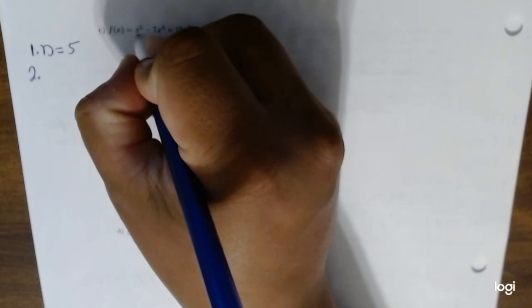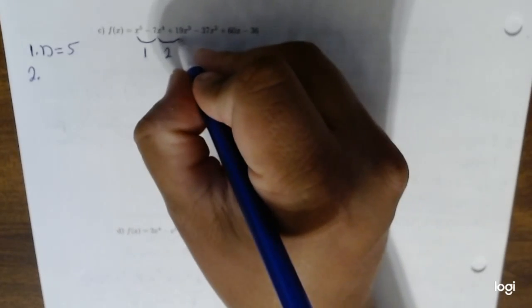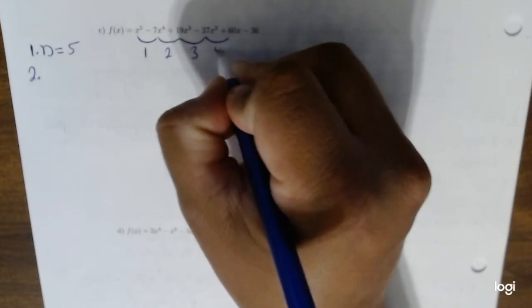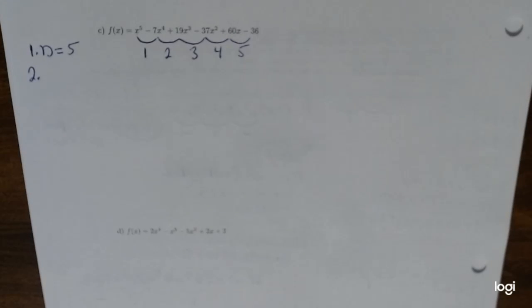Oh, so signs, right? So let's see. That's 1 sign change, 2 sign changes, 3 sign changes, 4 sign changes. Wow, 5 sign changes total, right? So this is going to be a lengthy one. So before we get any further, just do the other one as well.